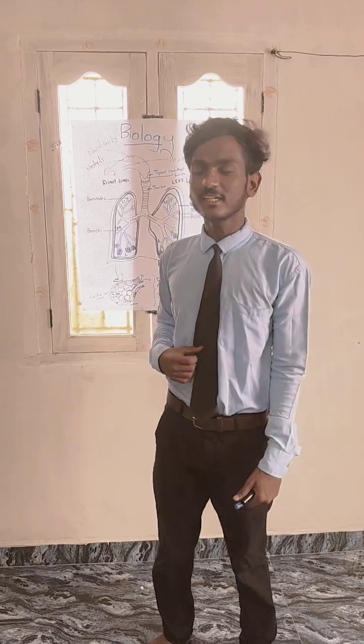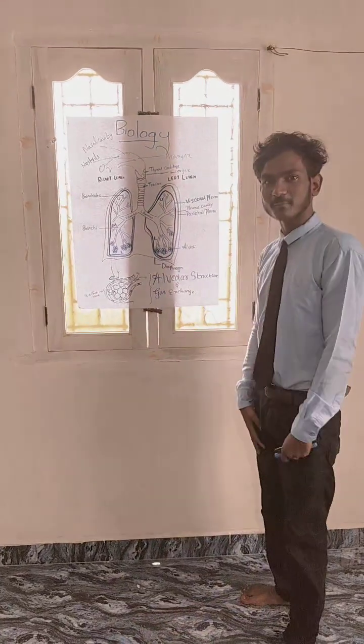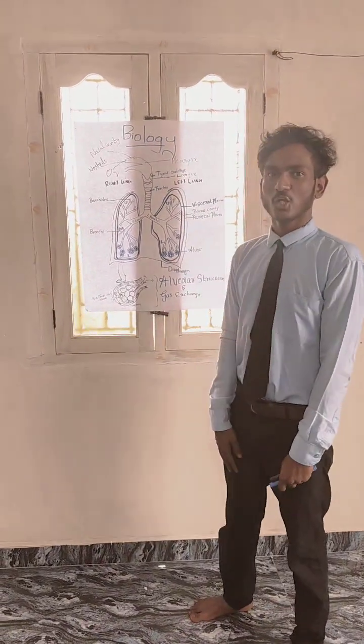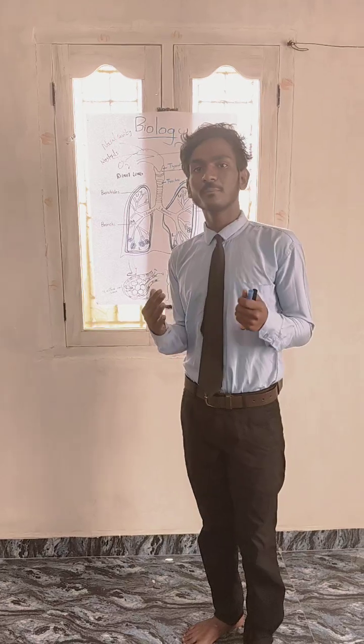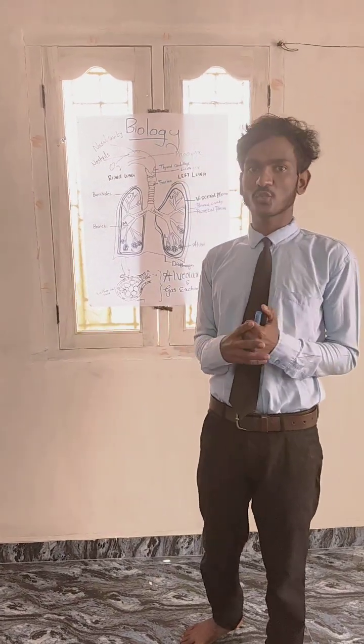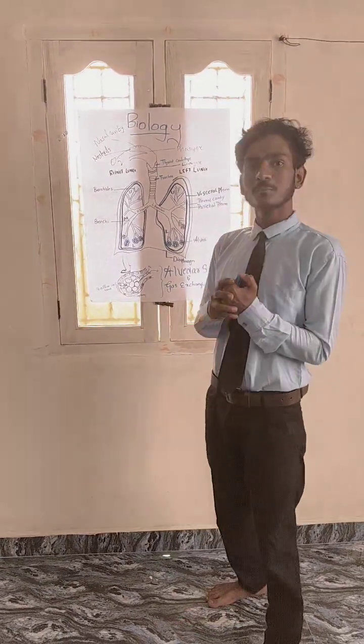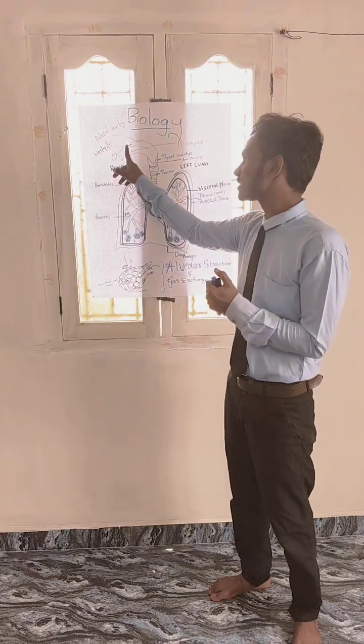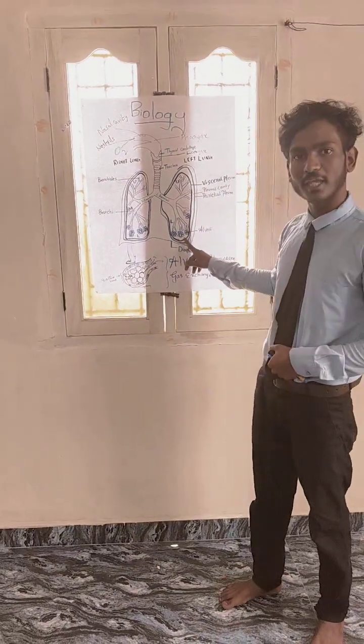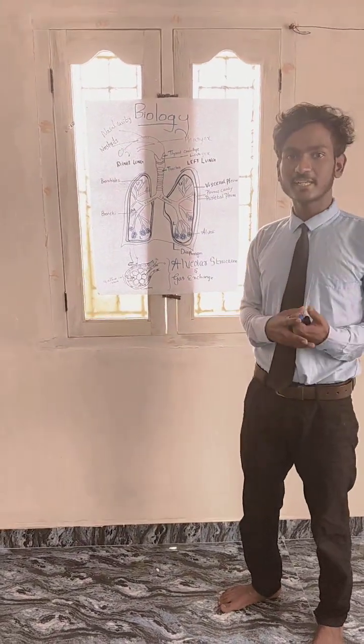Today I am going to teach you about the human respiratory system. Here there is a diagram of the human respiratory system. It represents the human respiratory system. So we have a well developed respiratory system for the process of respiration. The respiratory system starts from the nostrils and ends with the alveoli. So let's study in detail.